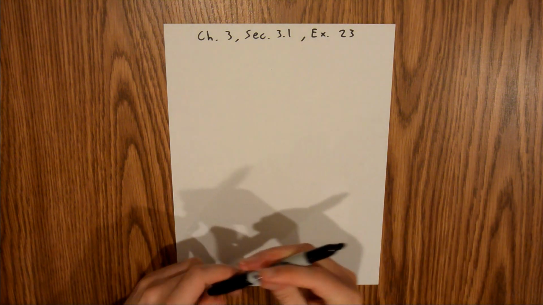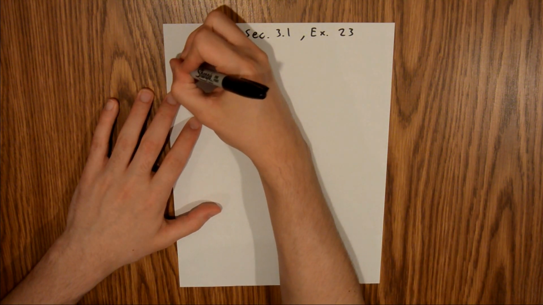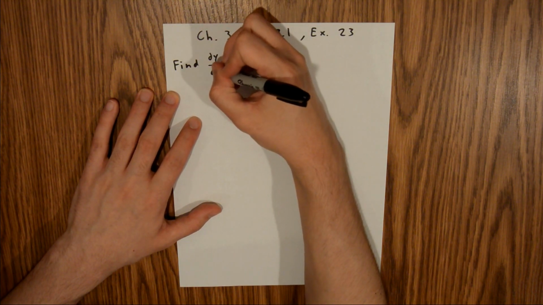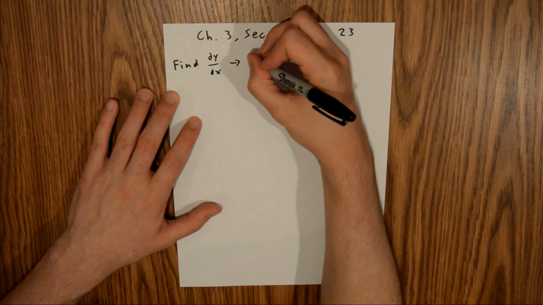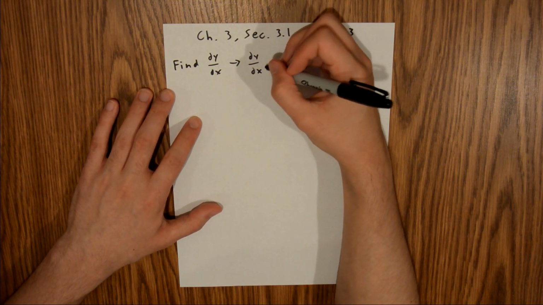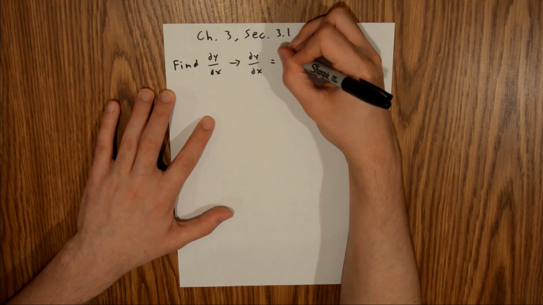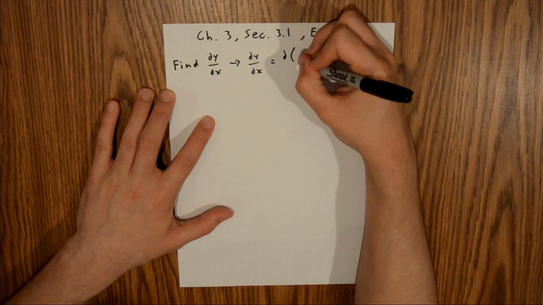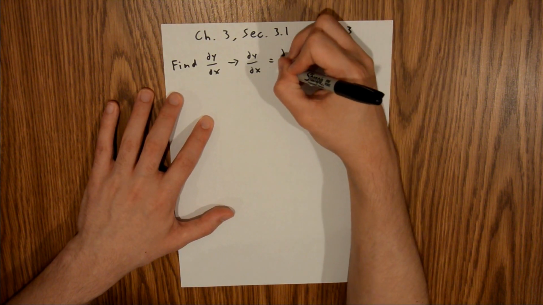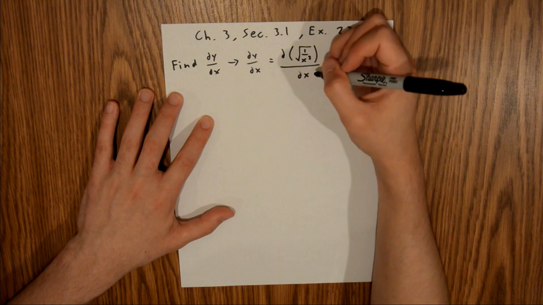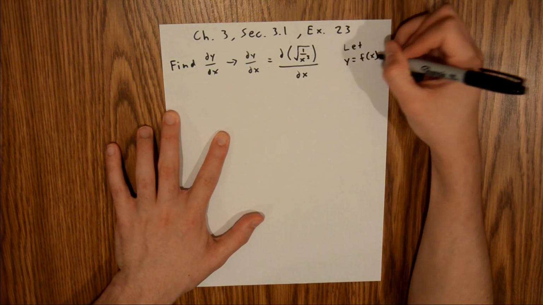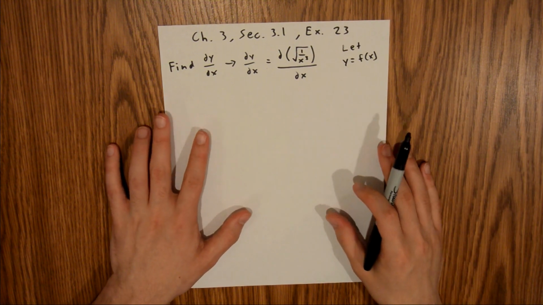And so we are looking for dy dx, and in this case dy dx, or the derivative of y with respect to x, is equal to the derivative of the square root of 1 over x to the third with respect to x. And in the problem, the function is given as f of x, but you can write it as y or f of x, it doesn't matter either way.